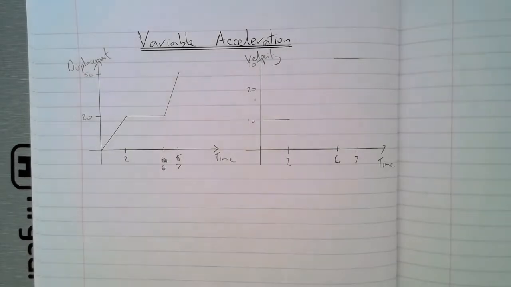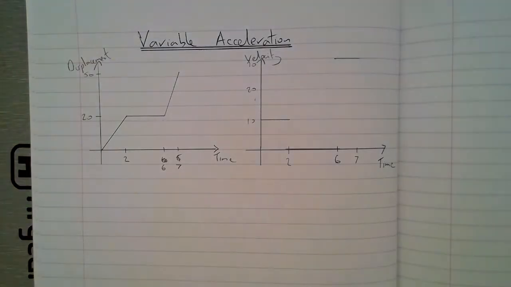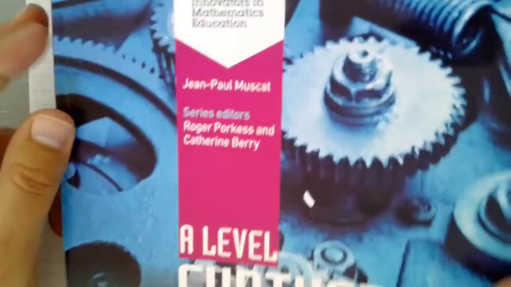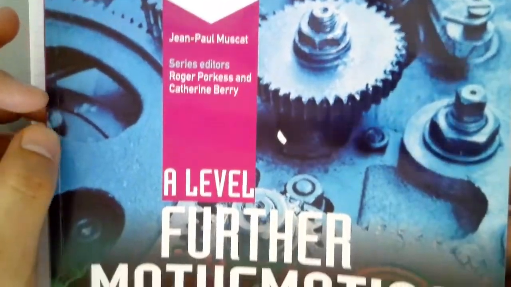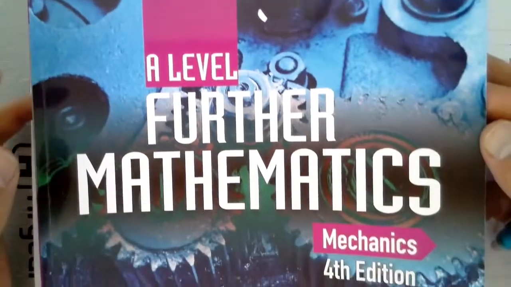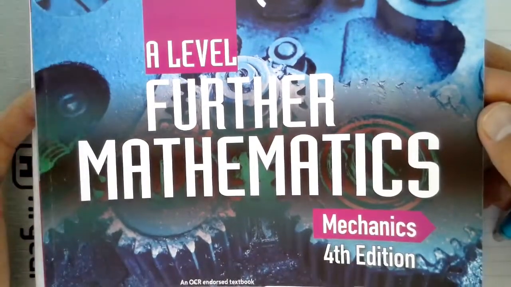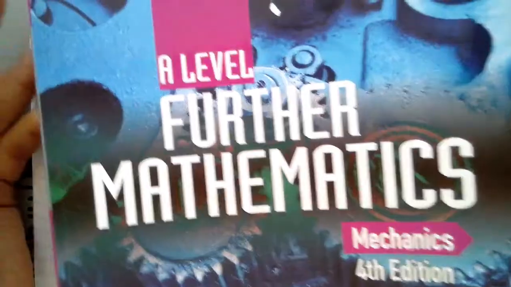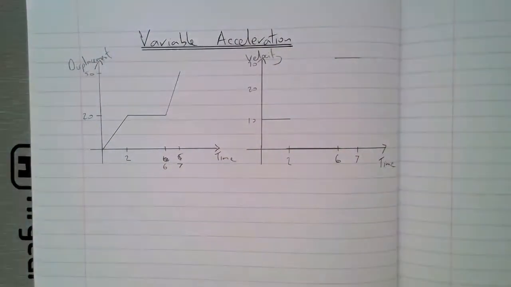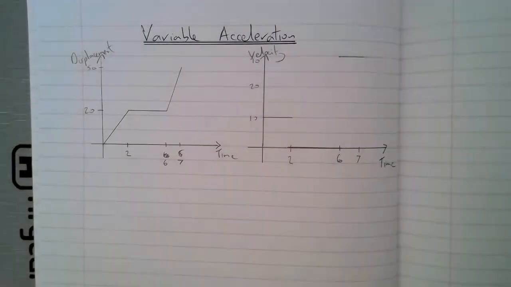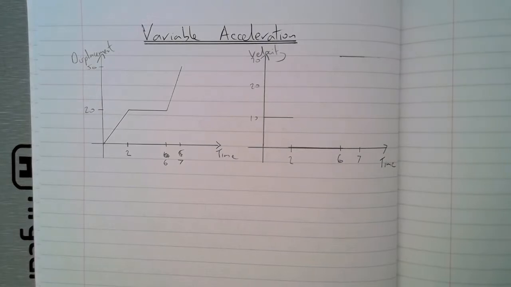You can get them from Hodder. Hodder is the textbook publisher, and the textbook looks like this. The one you want is A Level Further Mathematics Mechanics 4th edition. It has a lot more stuff in than what we need. We only need up to chapter 8, basically because MEI do a mechanics minor and a mechanics major. We're just doing the mechanics minor, which means it's about half as big as the mechanics major module.